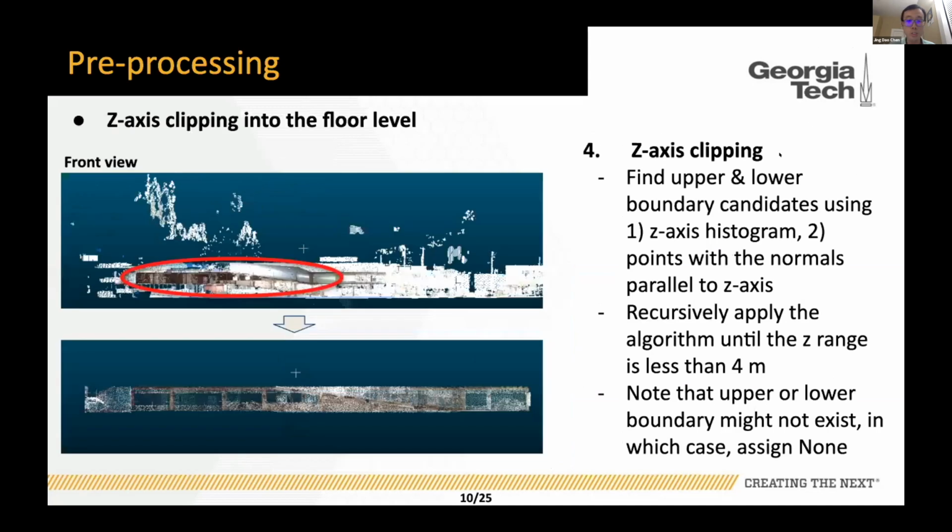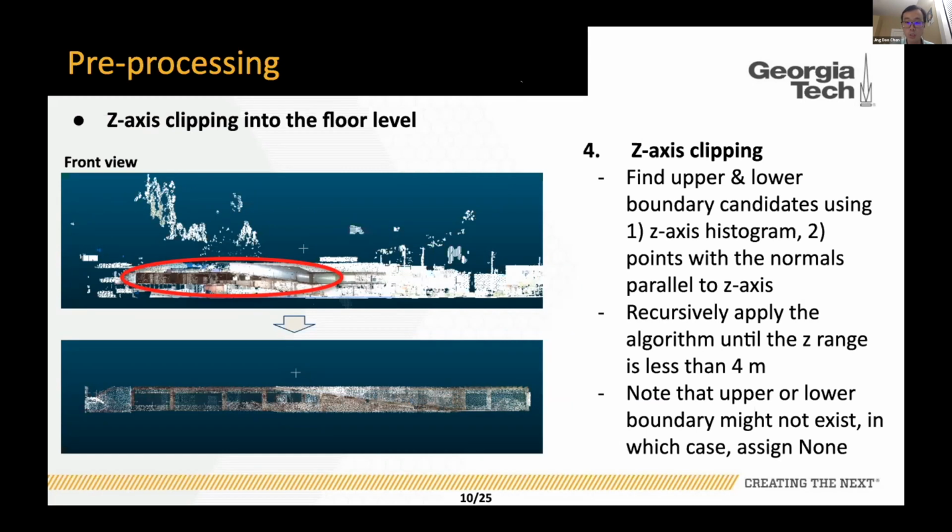The fourth step is Z-axis clipping. Here we try to find the upper and lower boundary candidates using a Z-axis histogram, and this will help us to remove points that are above the ceiling or below the floor. This is actually important because in the floor plan reconstruction step, we would only reconstruct the floor plan for a single floor or a single story.